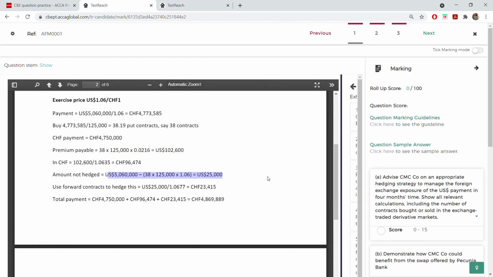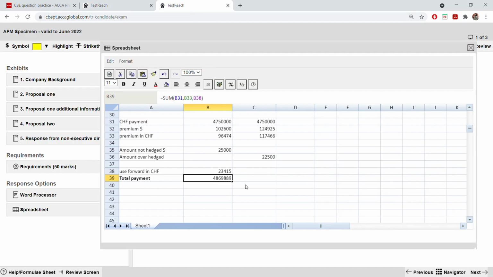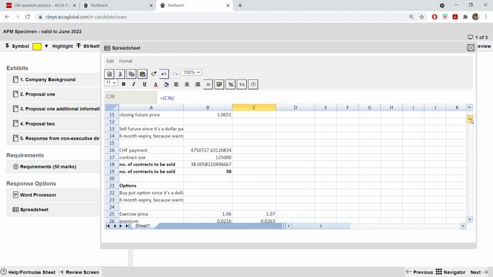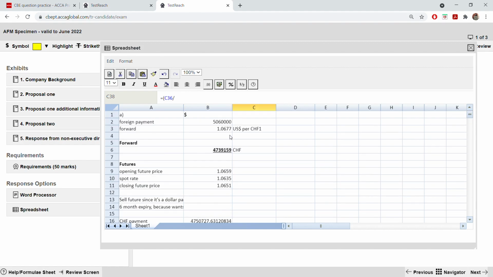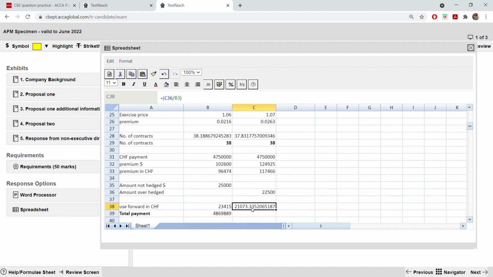Now we are going to get a benefit from this, this 22,500. So here we are going to take this and divide by the forward rate. Doing this simultaneously like this rather than one after the other saves a lot of time. Because this is your first video on a CBE platform for AFM, I'm going a bit slow. Otherwise, this is not the speed which is expected.